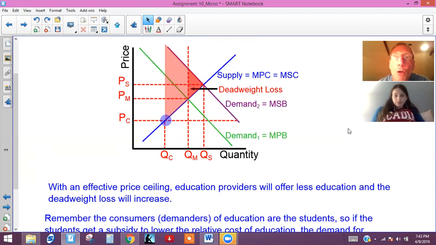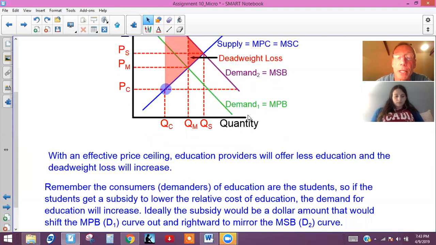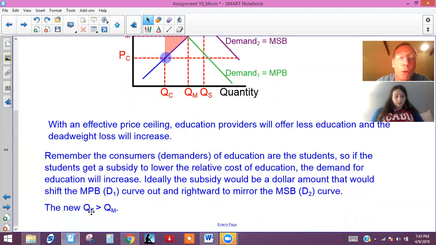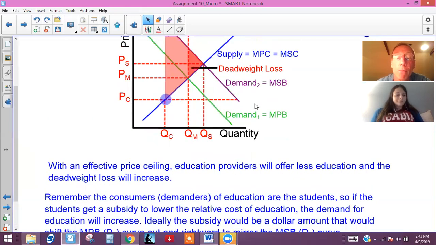So now the course, let me think how that would work. Would that actually make the course cost less? Let me think here. If the students had a subsidy and they paid the subsidy to the school, it could make the supply curve shift down to the right, which would also, but the bottom line here is, and the answer that you want is that the new quantity with the subsidy is going to increase. Okay.